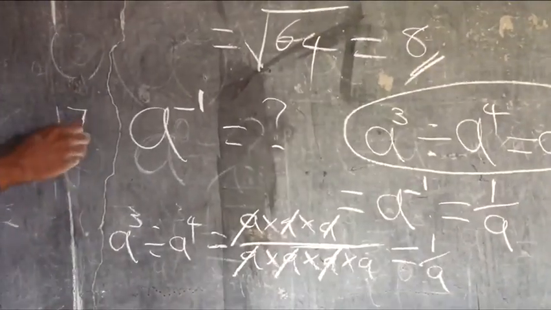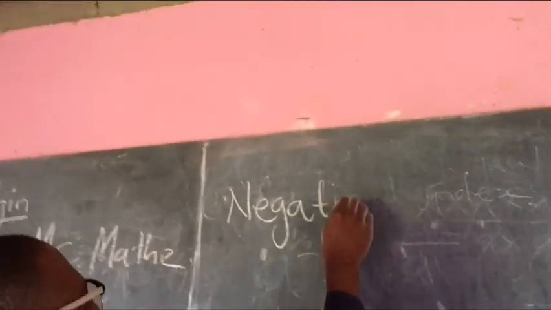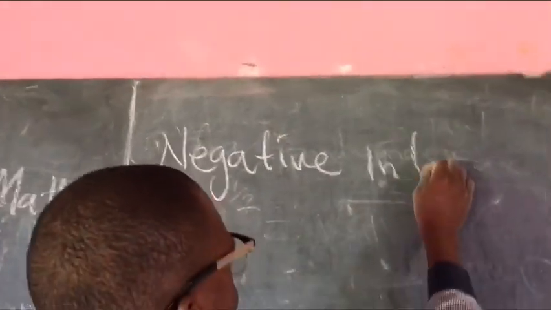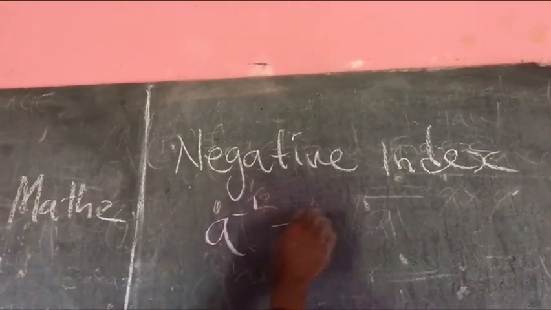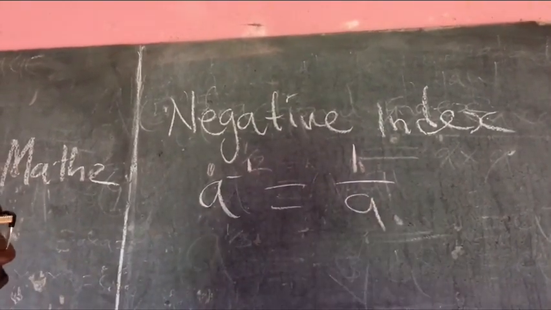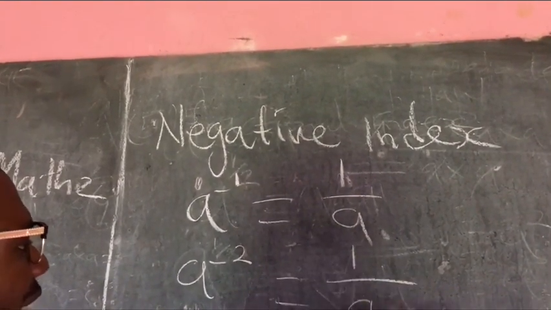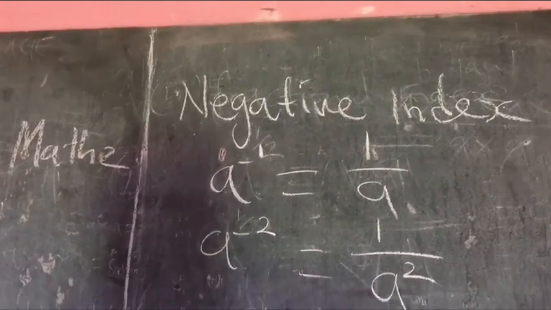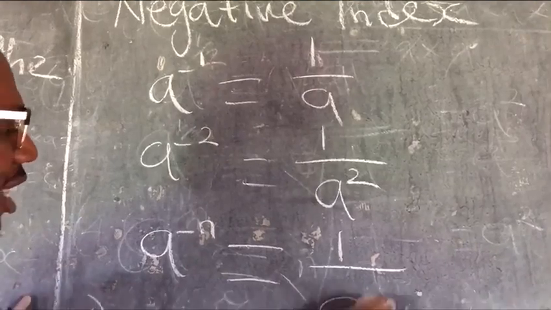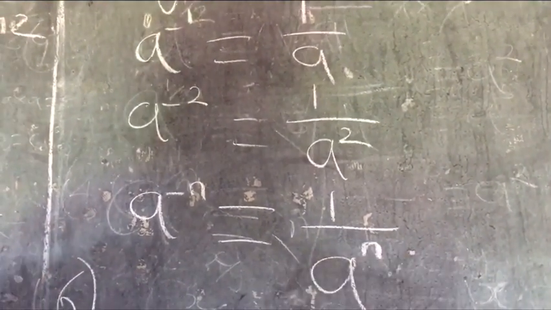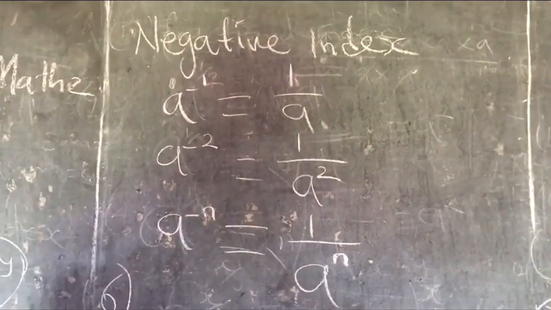That is the 7th law. So the 7th law, we call it negative index. So the negative index says, if I get a raised to power -1, I take the reciprocal of a. If I get a raised to power -2, I take the reciprocal of a squared. If I get a raised to power minus any number like this, I take the reciprocal of a raised to power that number. Now the last law of indices is that.